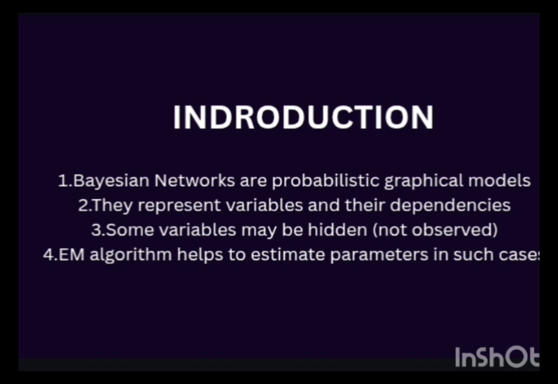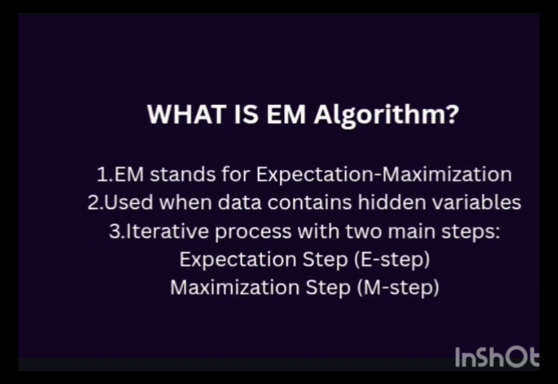What is EM algorithm? The EM algorithm stands for expectation maximization. It is an iterative optimization technique used when the data contain hidden or missing values. The algorithm works in two main steps, the expectation step and the maximization step, which are repeated until the model converges to stable values.